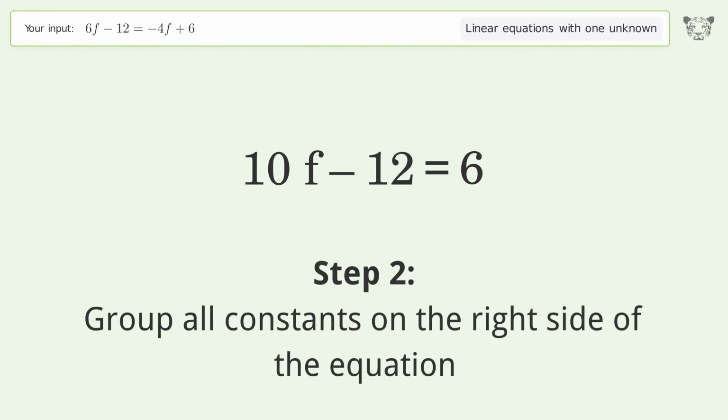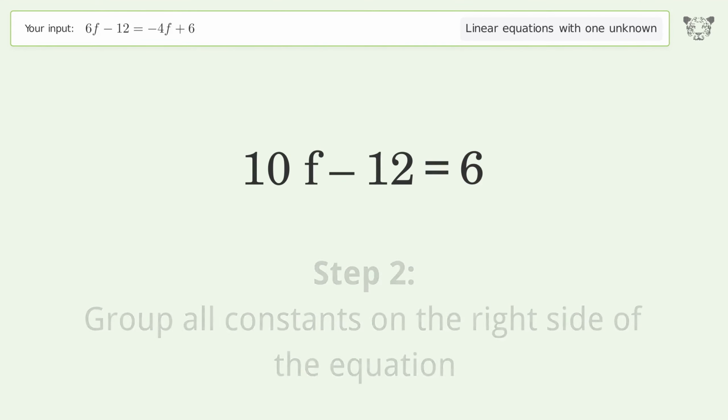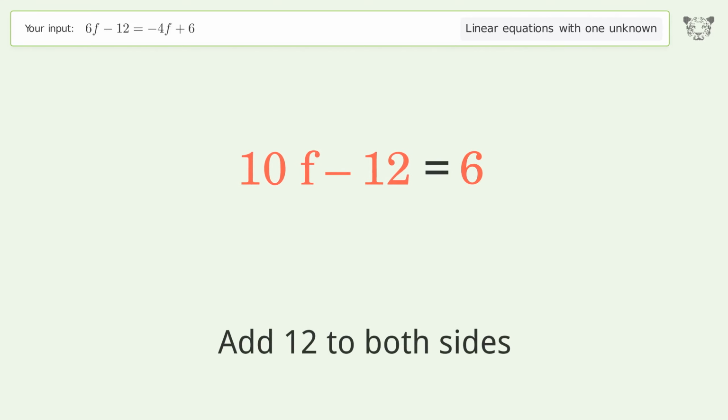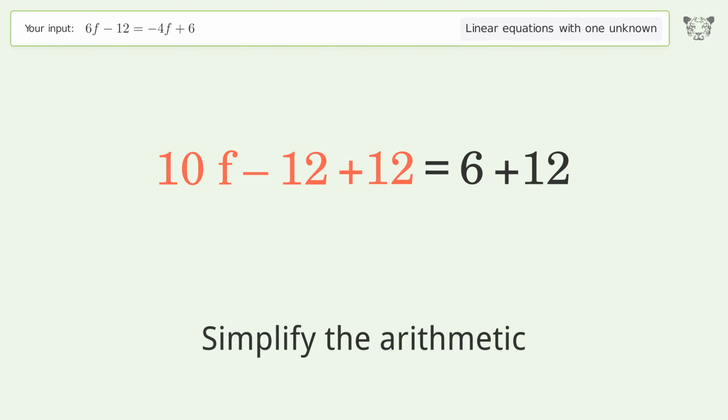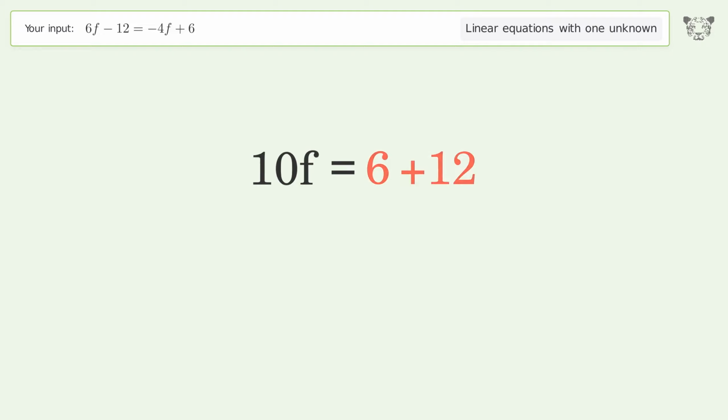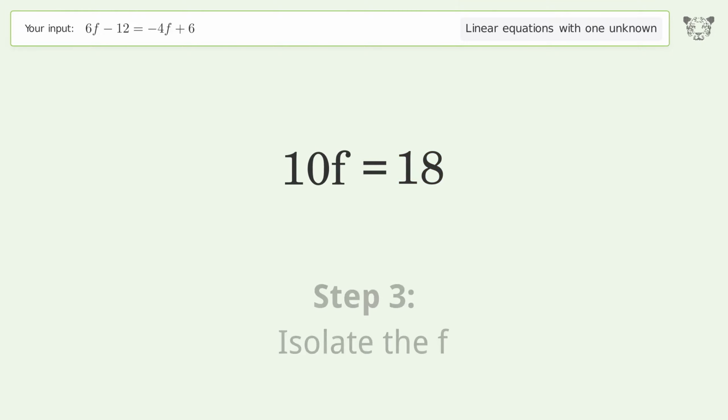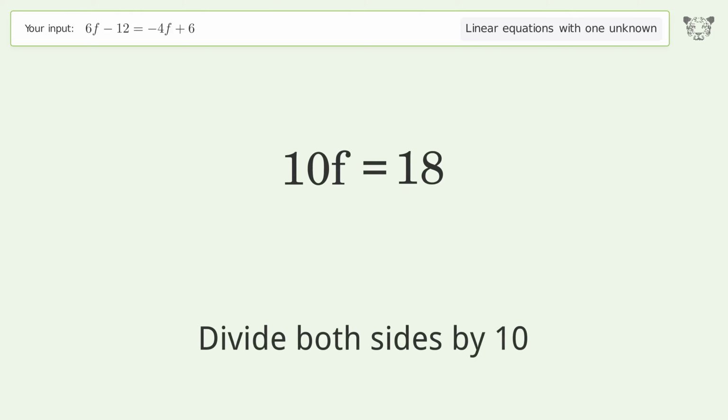Group all constants on the right side of the equation. Add 12 to both sides. Simplify the arithmetic. Isolate the f. Divide both sides by 10.